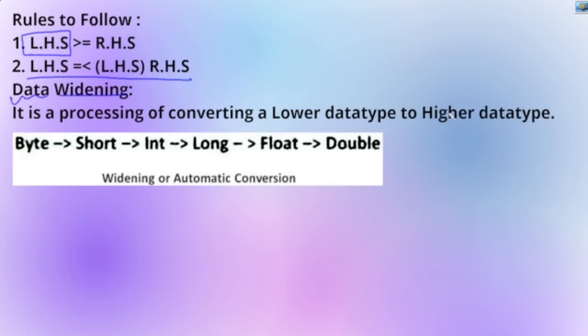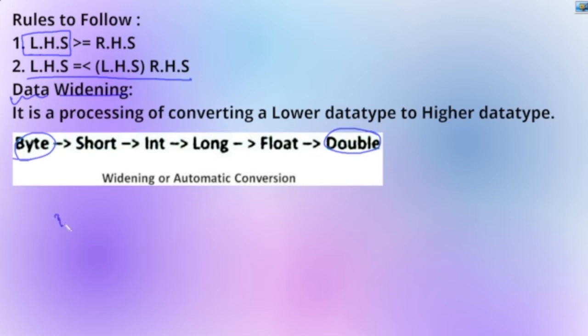Now here you can see below there are certain data types. What are these data types? Byte, short, int, long, float and double. So this is the lowest data type and this is the highest data type. Now if you want to assign a byte to a double, you can do it easily without any effort.